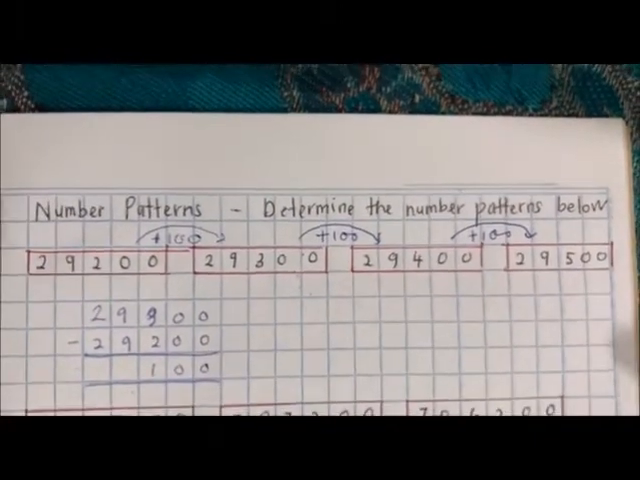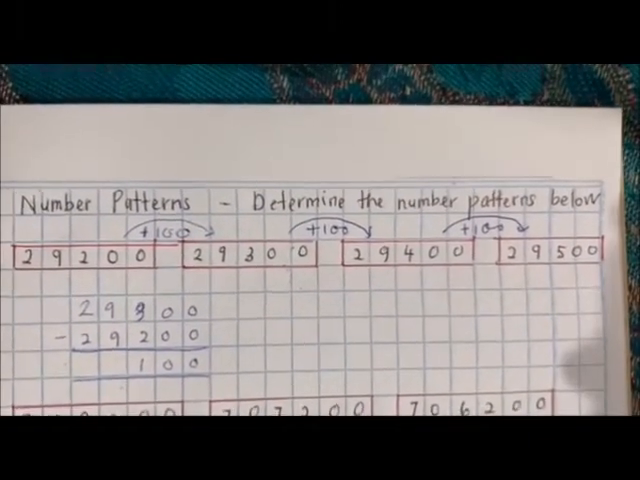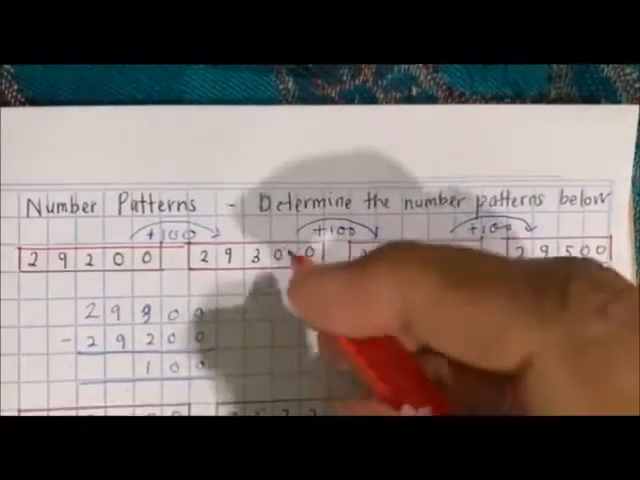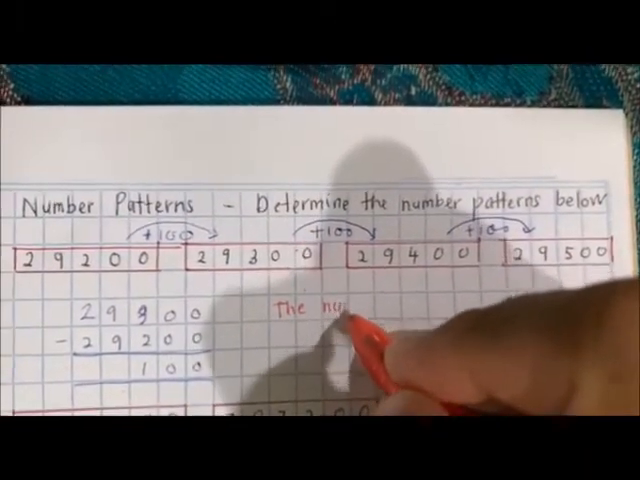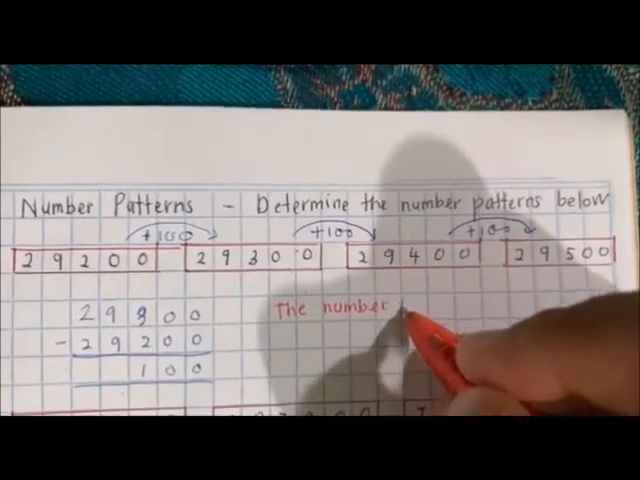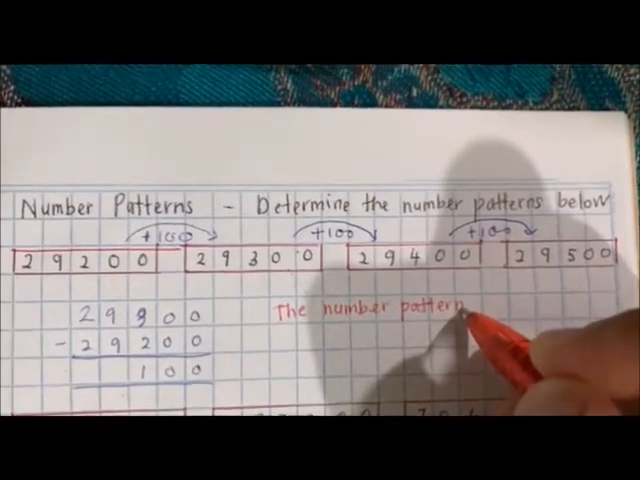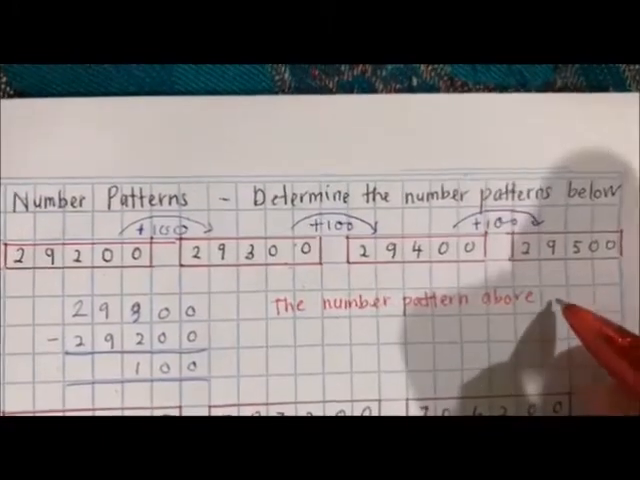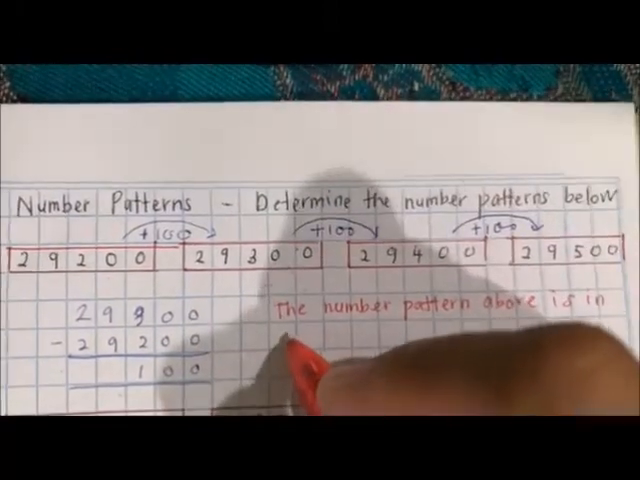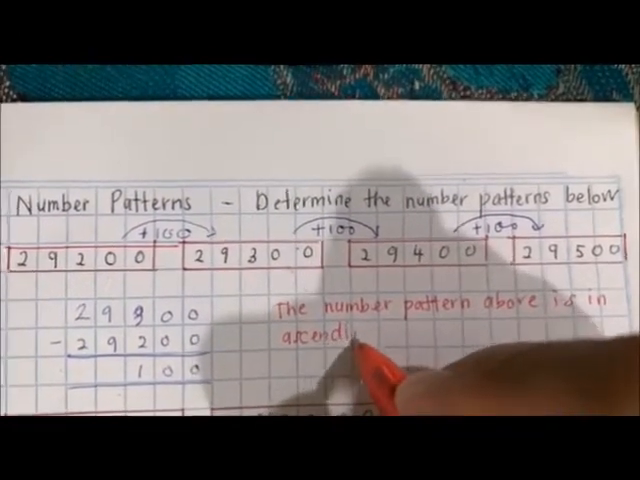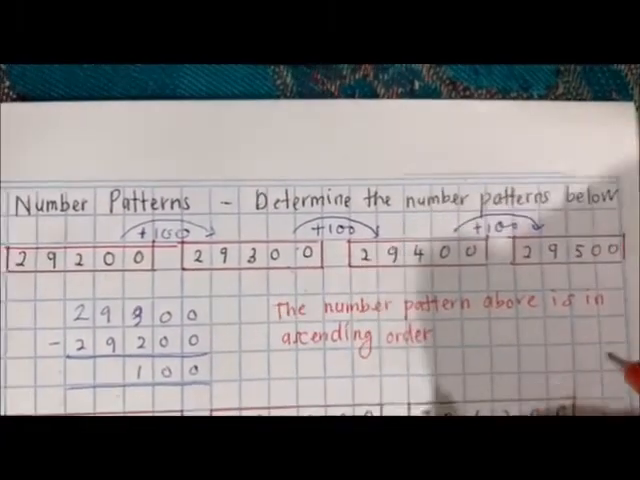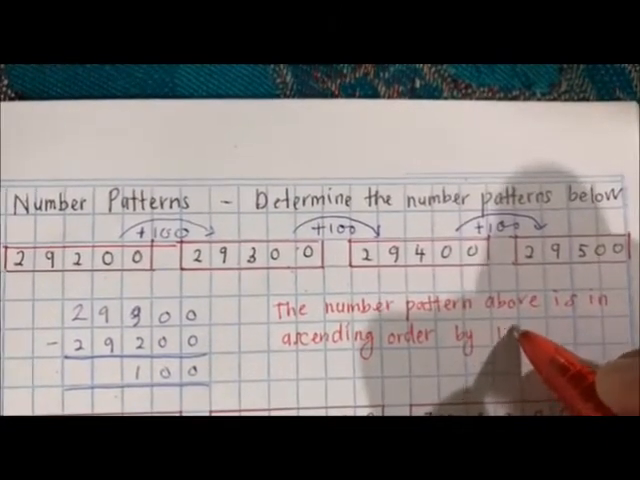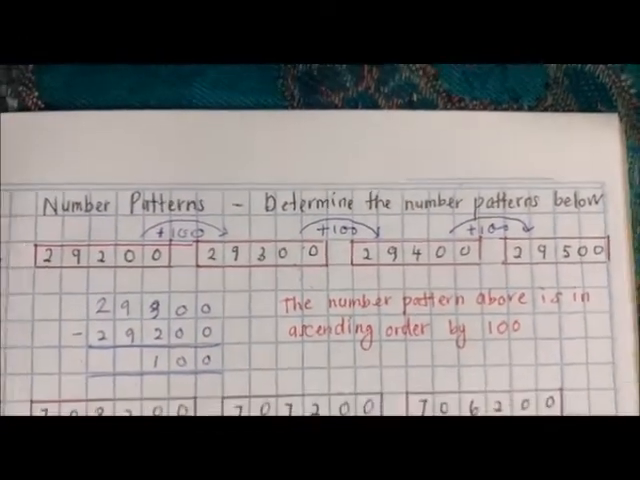So how do you want to write now? The number pattern above. So you write: the number pattern above is in ascending order by 100. Okay, that is the answer.